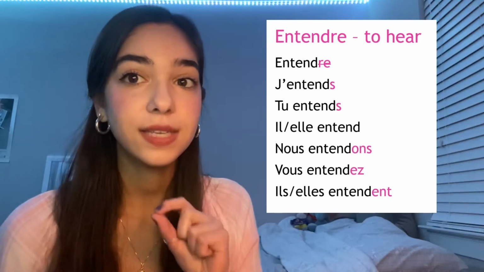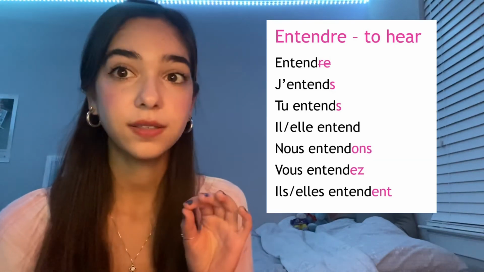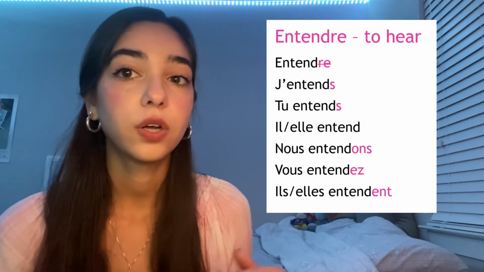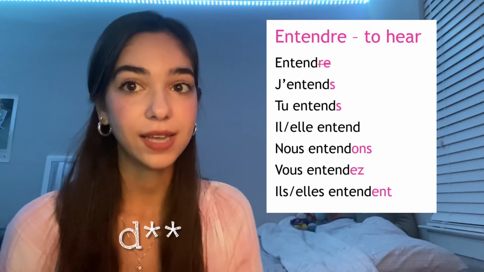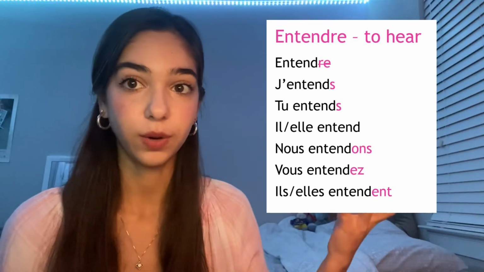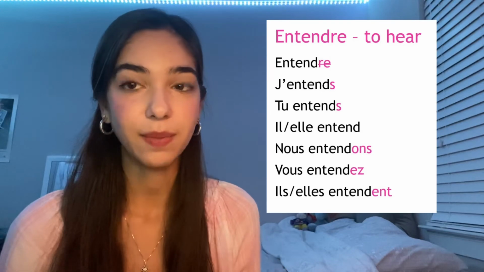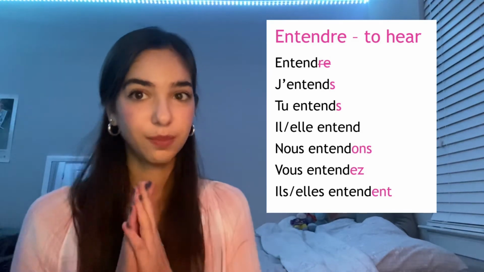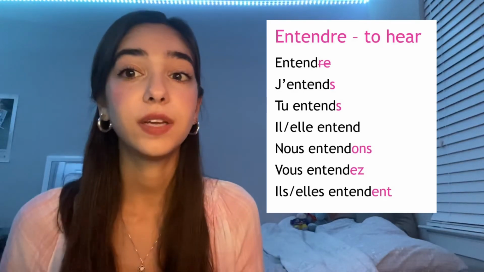We're going to hear the D this time because we have ENT at the end. We don't pronounce the ENT. It's not ils entendent with the T sound, no, it's just ils entendent. We hear the D at the end this time, as opposed to when we were conjugating it in the singular form. Now when it's plural, it's ils entendent. Does that make sense? Please say yes. And if it doesn't, let me know and I'll make another video to explain.